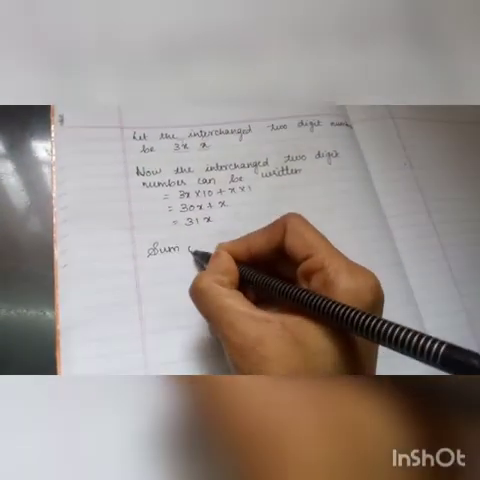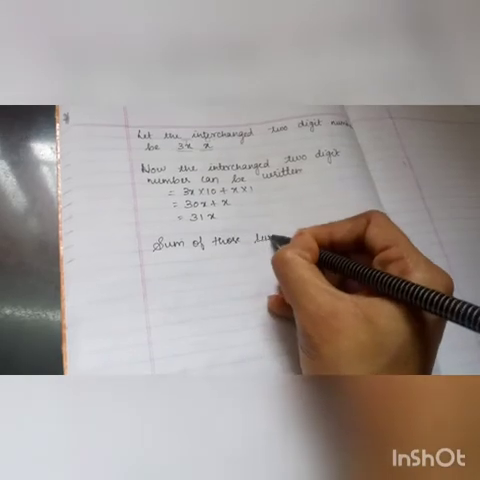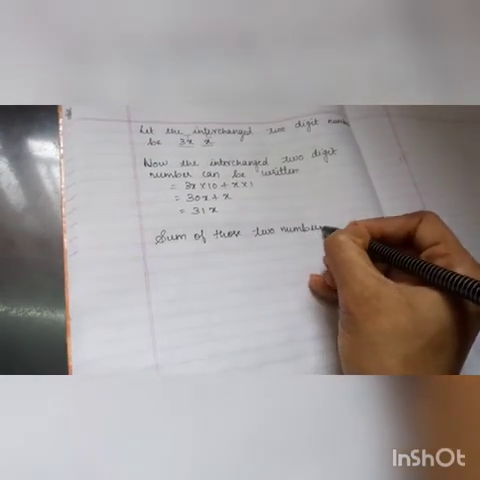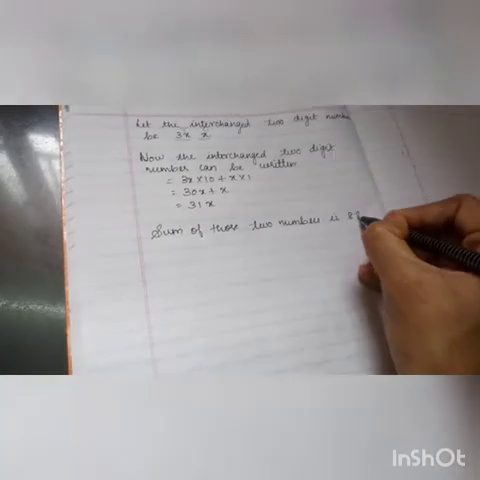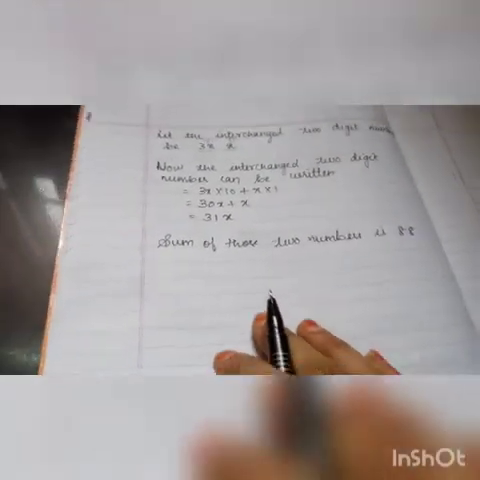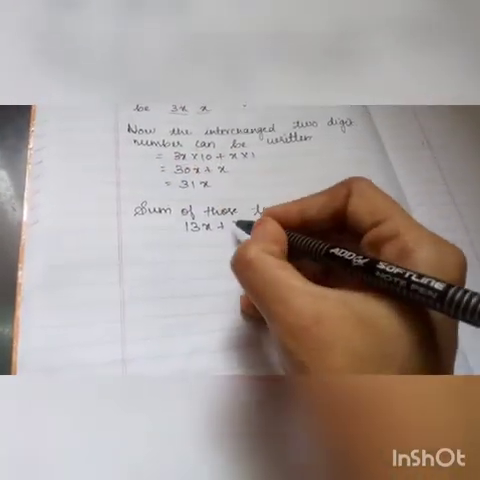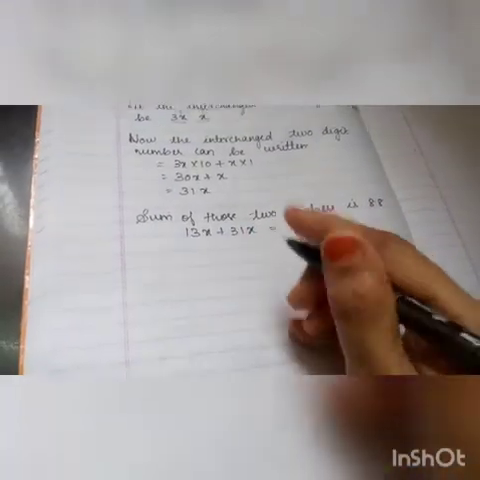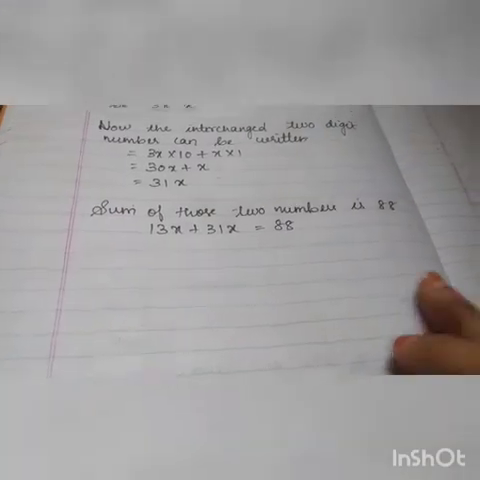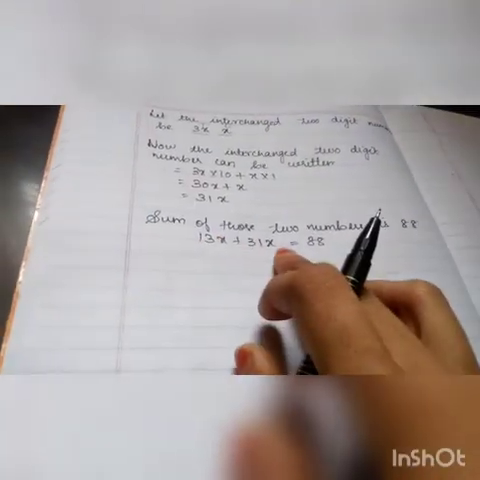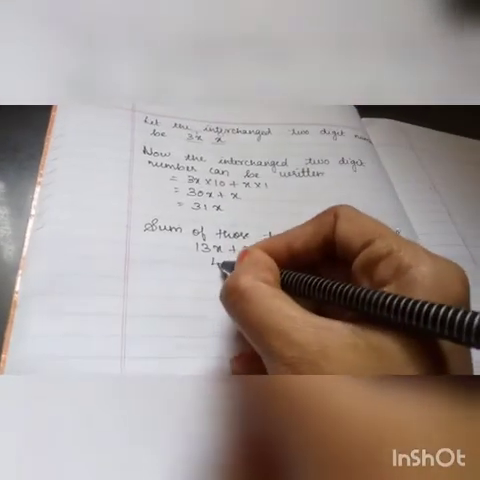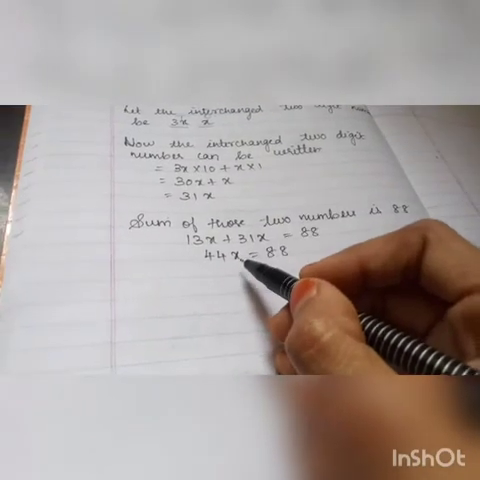So the sum of those two numbers will be, the sum of those two numbers is 88. What is our 2-digit number? 13x. What is our interchanged number? 31x. If I add these two numbers, I will get 88. Okay. 13x plus 31x. Now shall we add this 13 plus 31? 44x equal to 88. What do you want now? You want the x value, right?